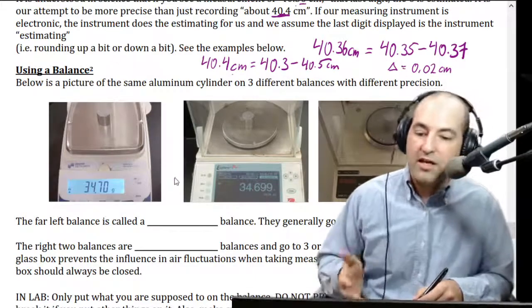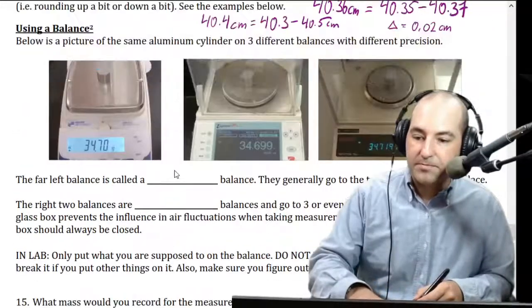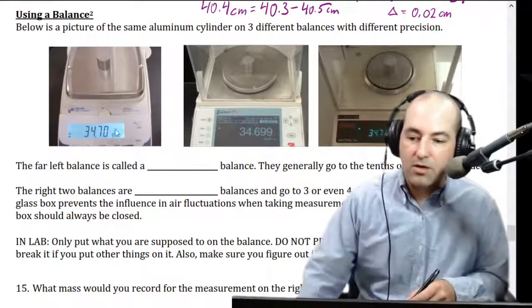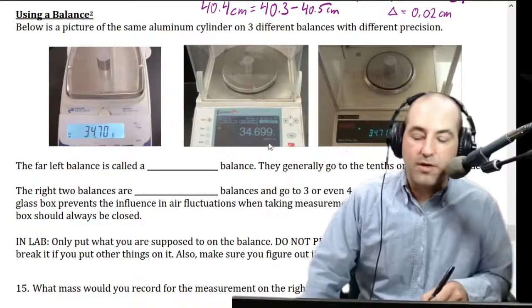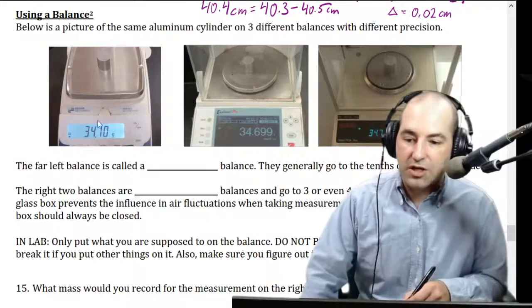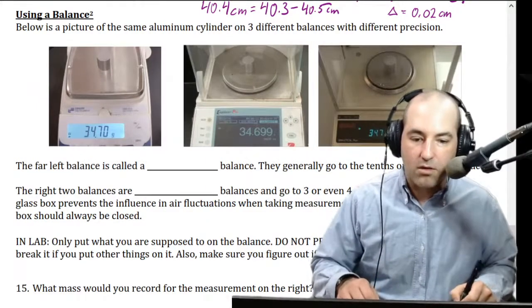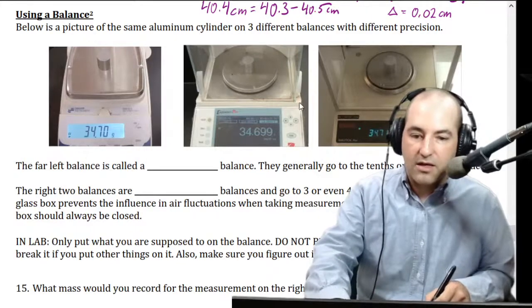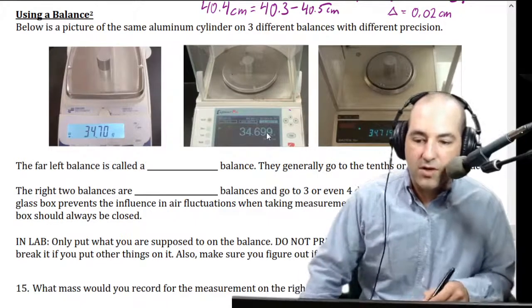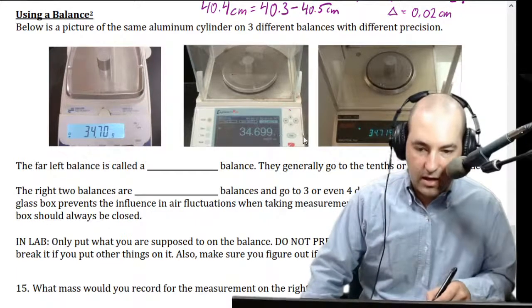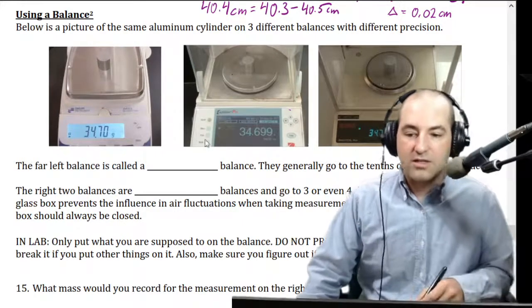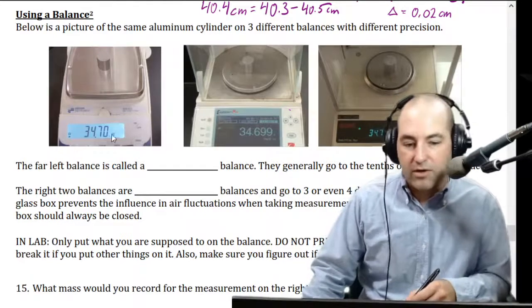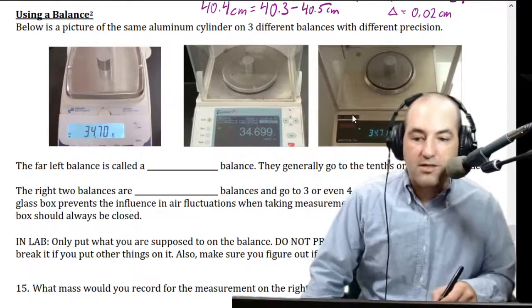So the easiest one is probably the balances. You can look up some of these names for these balances. These are some different balances we might use in the lab, and you'll notice they have different levels of precision. This one on the left says 34.70. This one in the middle says 34.699. And this one on the right is 34.7191. So essentially the same basic measurement, 34.7, but reporting very different levels of precision.